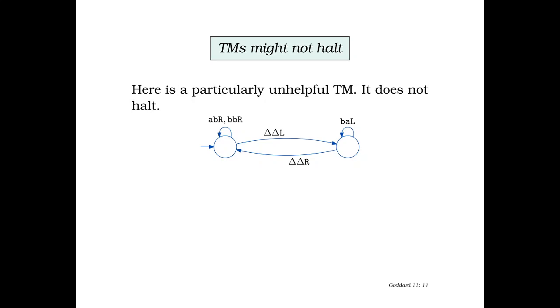Now, there are Turing machines which simply do not halt. Here's an example of a Turing machine. You see, there's no accept state here. So what happens is it keeps moving back and forth between the two states on and on. It's obvious from this diagram that there is no accept state, so it will never halt, either for accept or for reject.